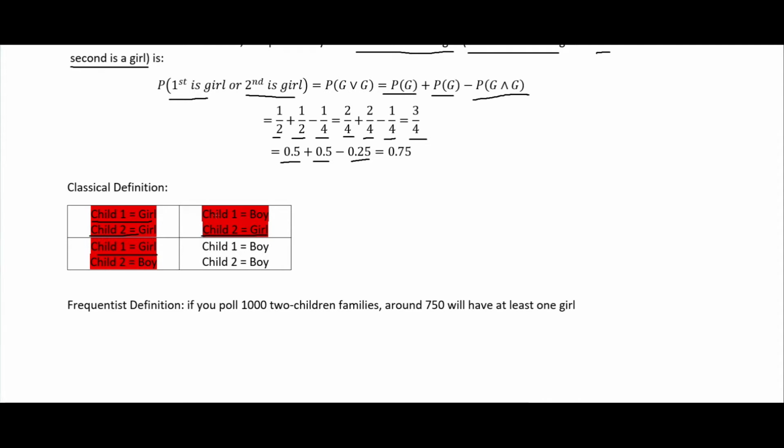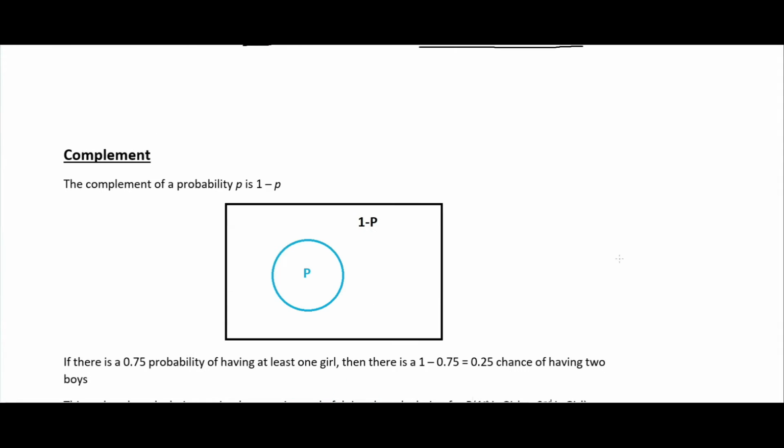And so that is 3 out of these 4 possibilities. Only when both of them are a boy do we not have at least one girl. So the frequentist definition then: if you polled, say, 1,000 two-children families, approximately 750 of them will have at least one of their children being a girl.